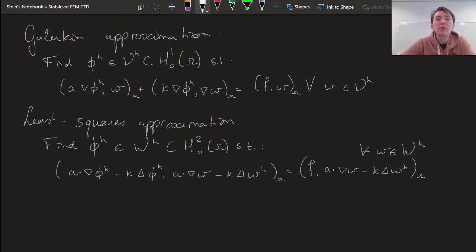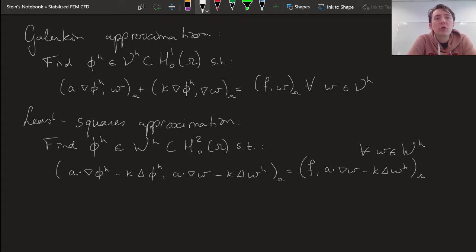So based on the previous video, we now have two different ways of approximating the solution to an advection diffusion equation in a finite element space. We can use the Galerkin approximation, the one that we're very familiar with. The problem was that we then get these instabilities, these oscillations, and that's why we're considering all these different stabilized methods. But nevertheless, the Galerkin approximation is a valid formulation.